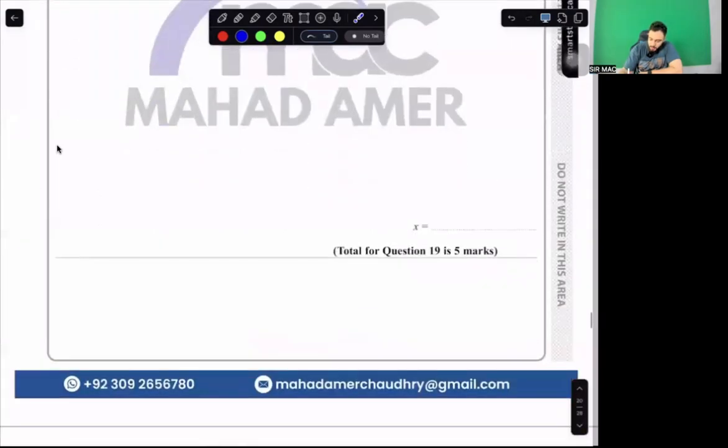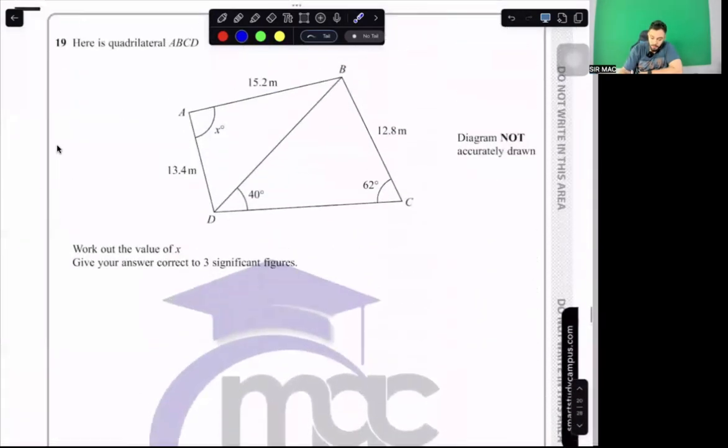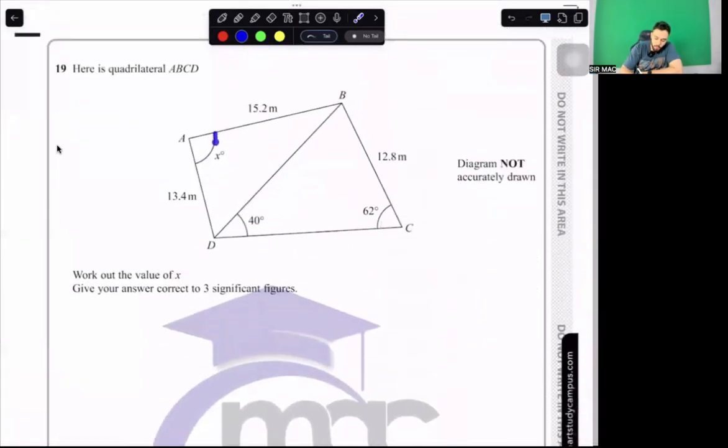Well, that's a 5 marker, so it's not going to be an easy one. You have to work out the value of x. If you look at the question very carefully, you will see that you have two sides, and you don't have this side. So you can't directly use a cosine rule. First, you need this side, and once you have all three sides, then you can use a cosine rule.